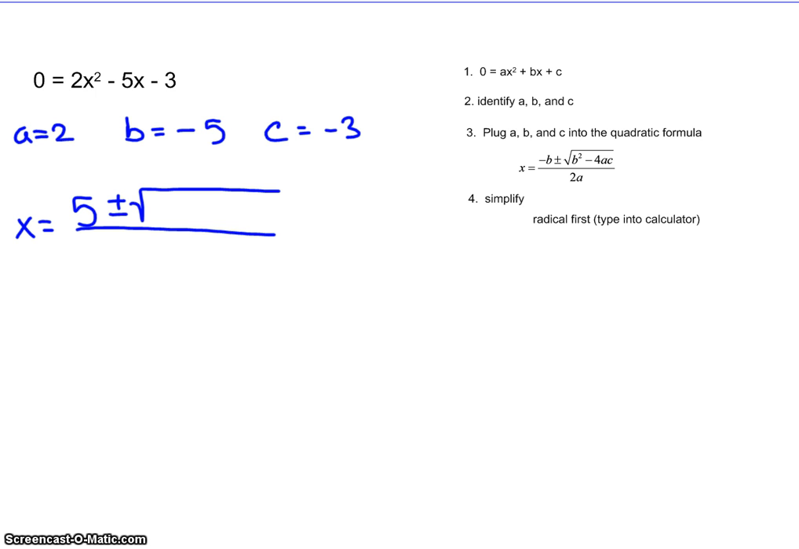Now, like I said, when I do my B squared, I don't worry about the sign, because I need to remember that it's going to be positive no matter what. So I'm just going to take the 5 squared minus 4 times A times C, again making sure I bring the signs with. 2 times A, 2 times 2, I'm going to do that in my head as well.